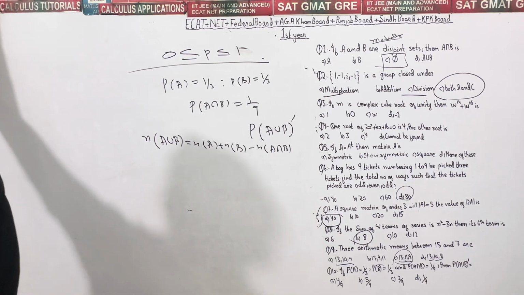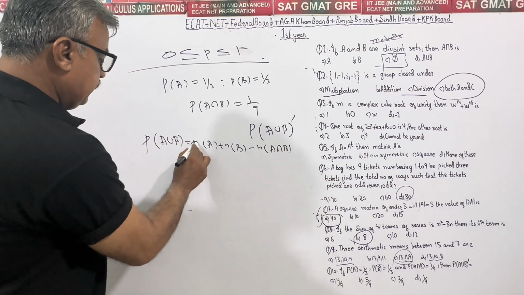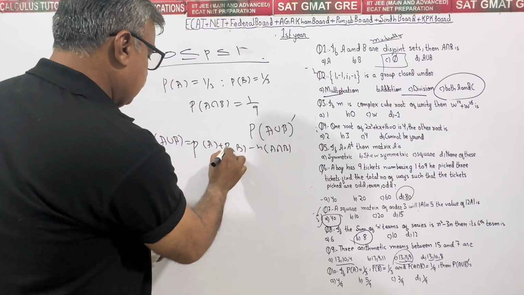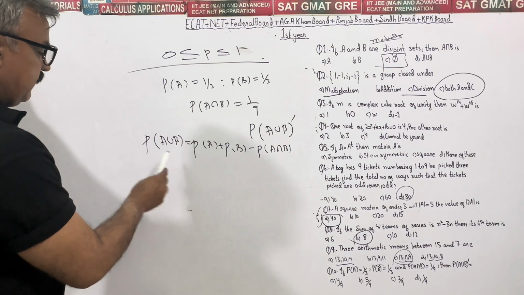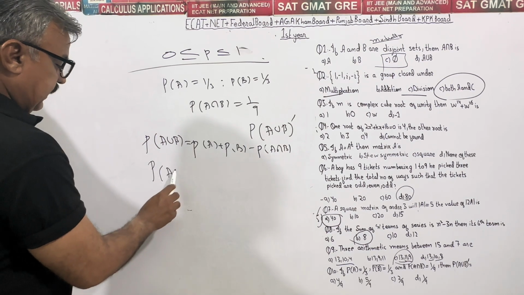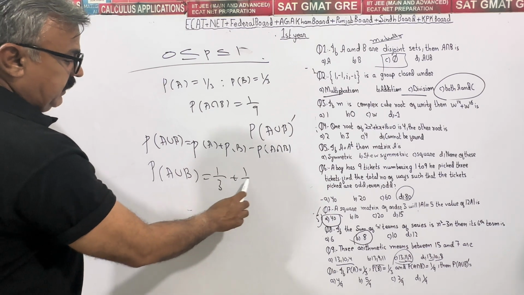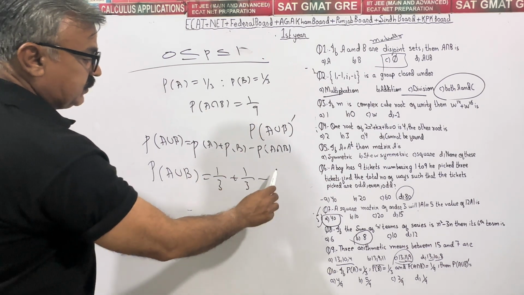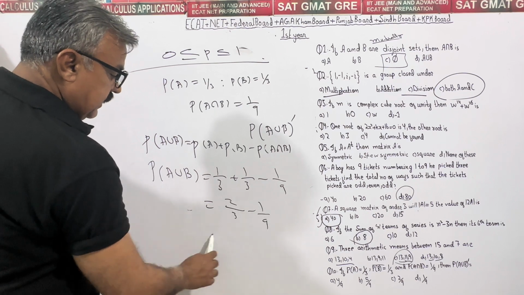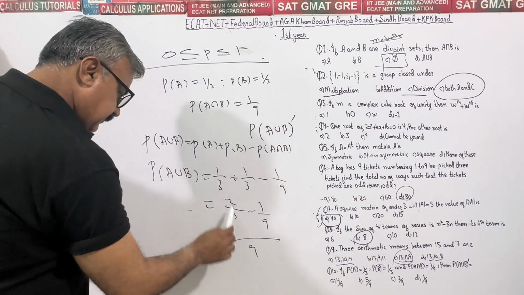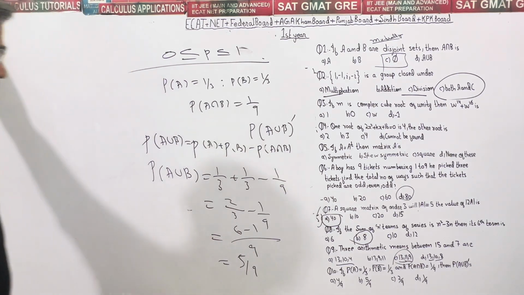In case of probability, write P instead of n. What is the probability of A union B? We are asked to find it. Probability of A is 1 upon 3, probability of B is also 1 upon 3, and probability of the overlapping portion is 1 upon 9. So 2 over 3 minus 1 over 9. 9 is the LCM. 6 minus 1 is 5 over 9.